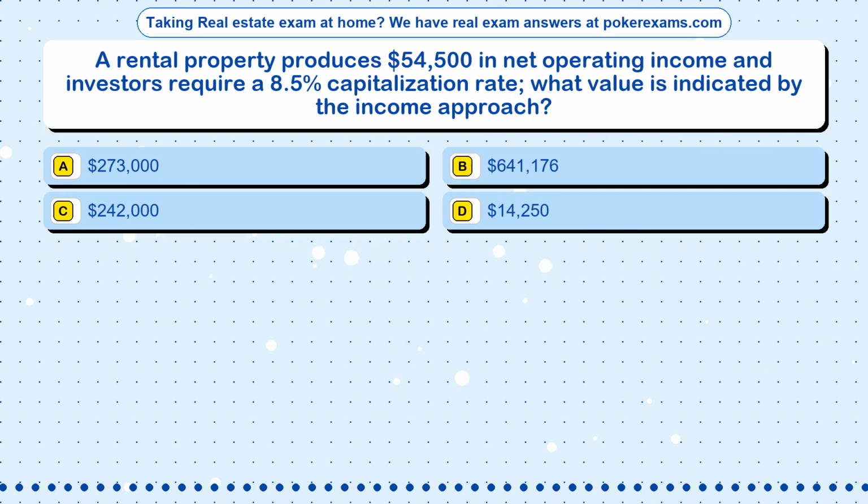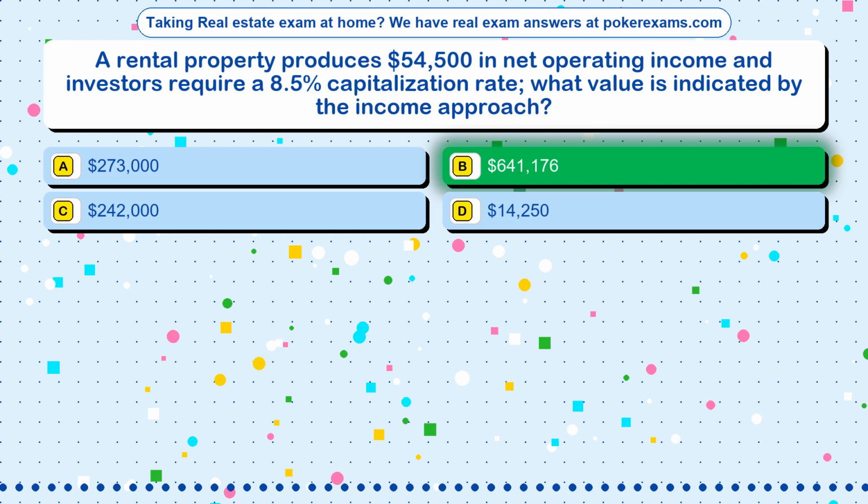Question 66. A rental property produces $54,500 in net operating income and investors require a 8.5% capitalization rate. What value is indicated by the income approach? Option A, $273,000. Option B, $641,176. Option C, $242,000. Option D, $14,250.